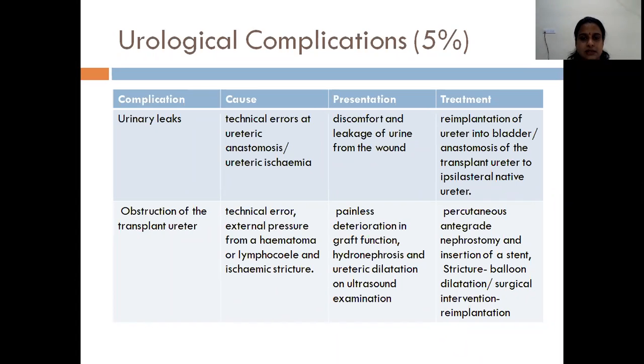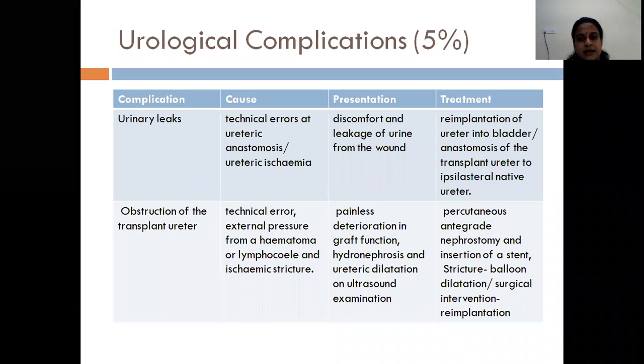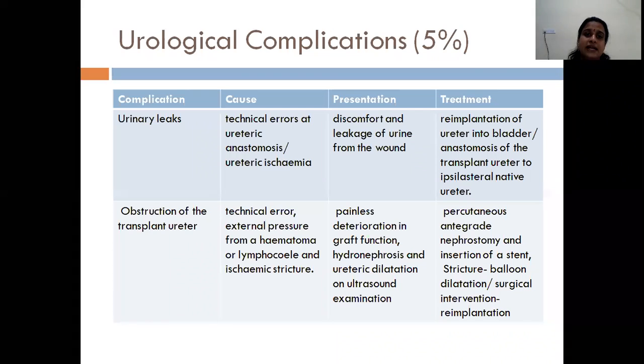So, how does the patient present? Discomfort and urine leak from the wound site. That indicates urinary leaks. How is that treated? Reimplantation of the ureter into the bladder, or anastomose the transplant ureter to the native kidney ureter. I told you that native kidneys are not removed in a transplanted individual. So to that native kidney ureter, you have to anastomose the transplanted ureter, so that there is normal anatomical drainage through the body's original ureter. This is how you will correct the urinary leaks.